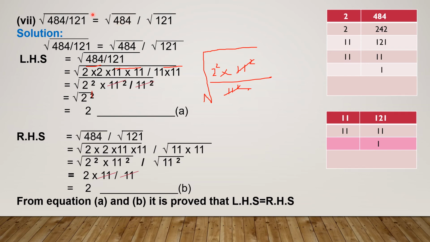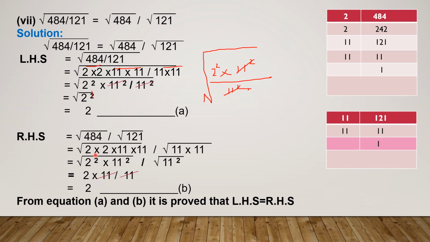Square root of 484 divided by square root of 121. Now we will write the factors of 484 instead of 484 that we have found over here. Factors of 484 are all of these, then the sign of division, and then the factors of 121.